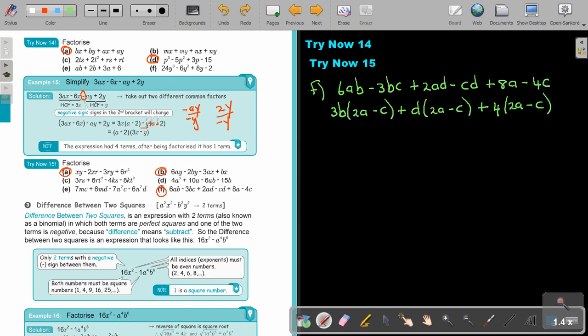Now again, there were 1, 2, 3, 4, 5, 6 terms. Now there are 3 terms. Do you see that this will be all the same? So I will get 2a minus c, and if I divide, I get 3b. If I divide, I get plus d. If I divide, I get plus 4. And that will be my final answer.